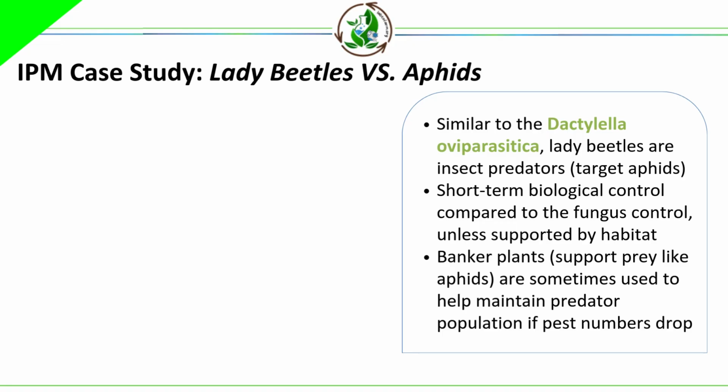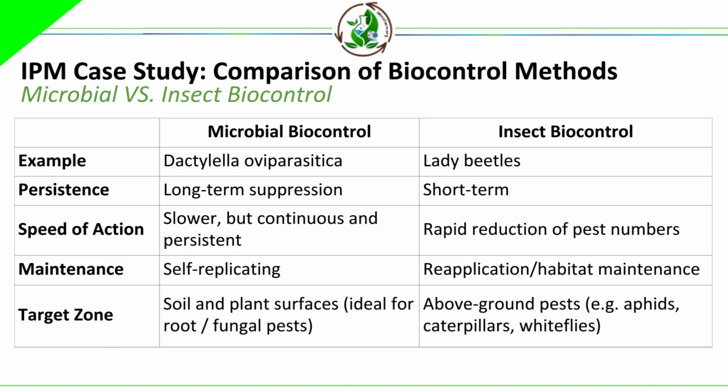Compared to Dactylella oviparasitica, which can establish in the soil and offer longer-term suppression of root parasitic nematodes, lady beetles act more like rapid response agents, very effective in the short term, but often needing ongoing support to stay in the system.